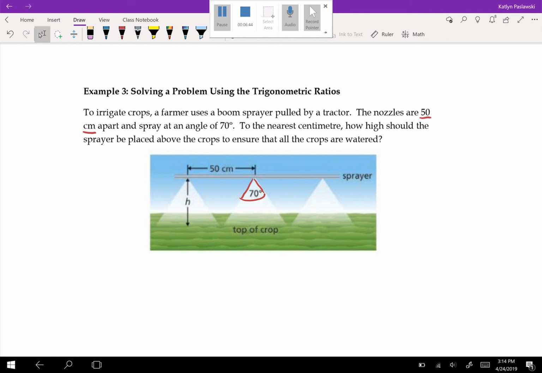So here we can recognize that if we're going to solve for the height, this is actually a right angle triangle. Now, if this whole space is 50 centimeters, that means this space here must be 25 centimeters. If this whole angle is 70, half of it would therefore be 35 degrees.